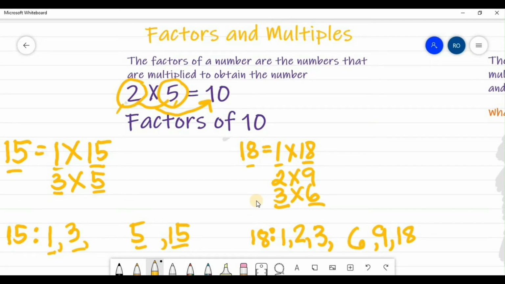Okay, so we reached the center factors, 3 and 6. So the factors of 18 are 1, 2, 3, 6, 9, 18.